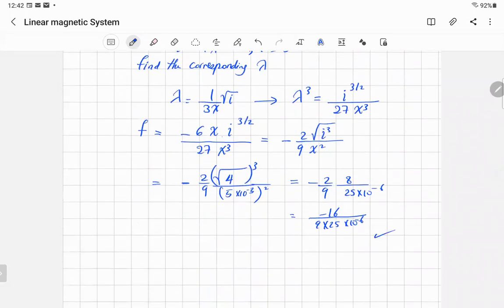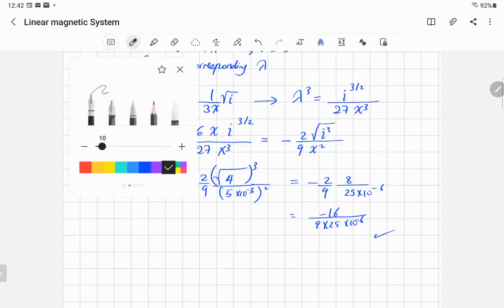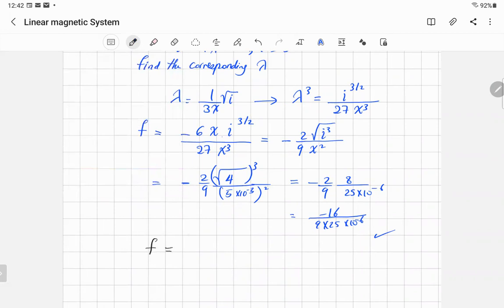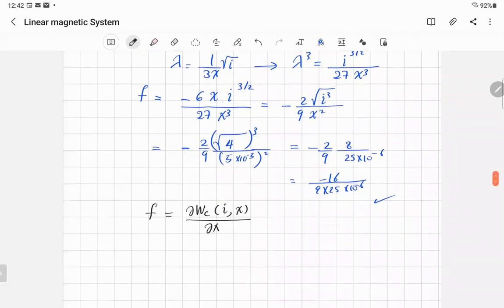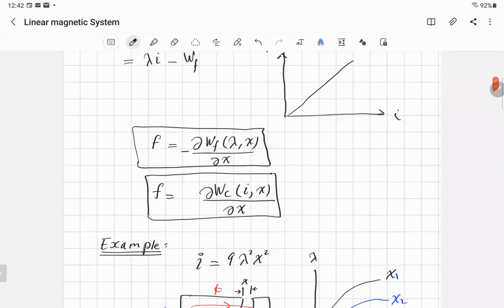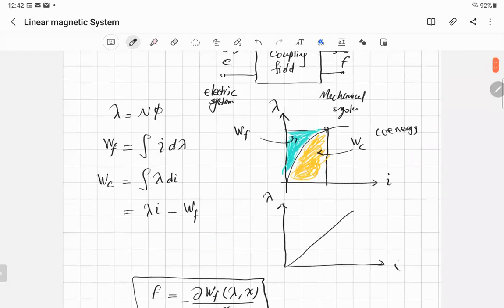You can do it using the other form. The other form says that the force is equal to the differentiation of Wc, which is a function of current, over dx. So now, instead of finding Wf, we'll try to find Wc. What's Wc? You have two ways, which I just reviewed with you. You can get it either by integrating lambda with respect to di, or if you have Wf ready, you multiply lambda I.